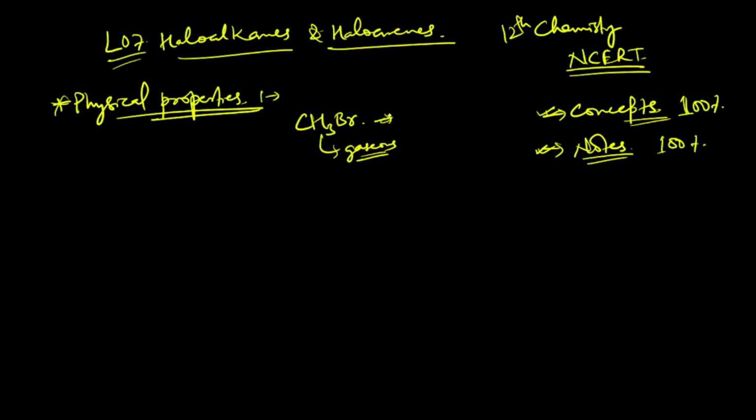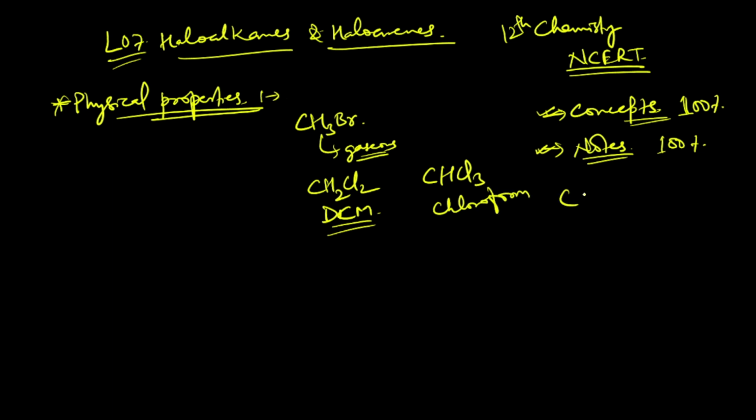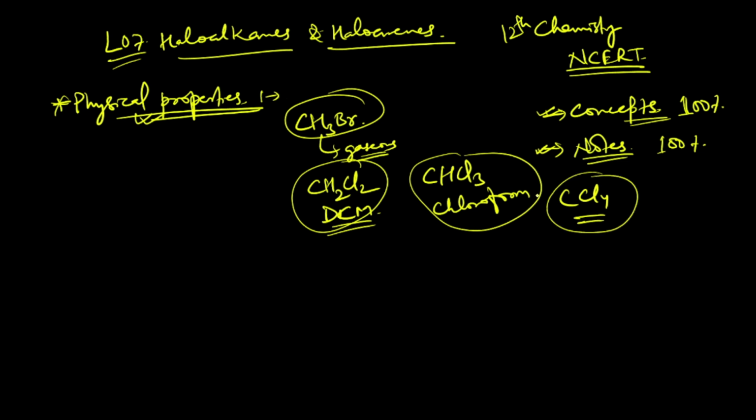But you will find this molecule, CH2Cl2. This is DCM, that is the short form. In many industries, they are using dichloromethane, DCM. Then you will find CHCl3, this is nothing but chloroform. Then you will find CCl4, carbon tetrachloride. So now we are going through the physical properties. Let us start with this type of molecules only. Then we'll discuss together, and I'll provide you the notes also.